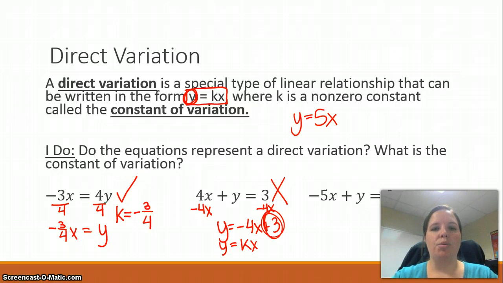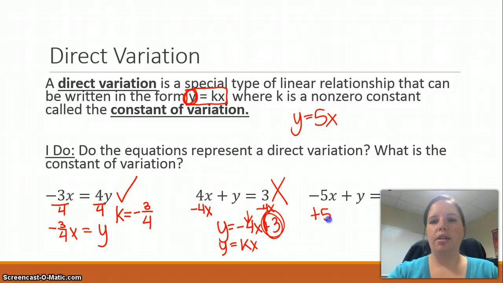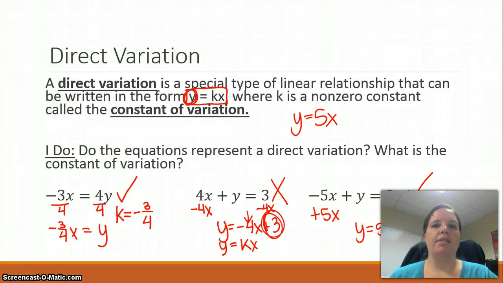Because x isn't just related to y by the number in front of x, it also is factored in that adding on 3. For the last one here, get y alone by adding 5x. Y equals 5x, and we already identified an equation like this. Yes, it is, and k equals 5. So keep that in mind, because we're going to combine these ideas together in a minute here.